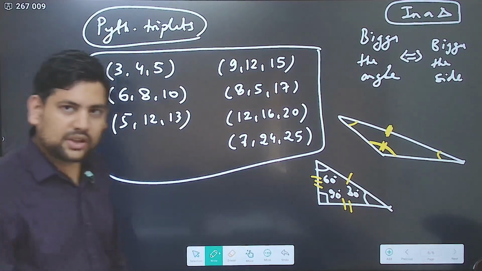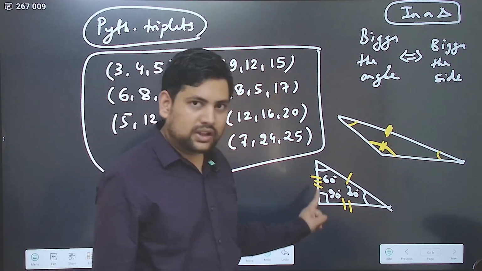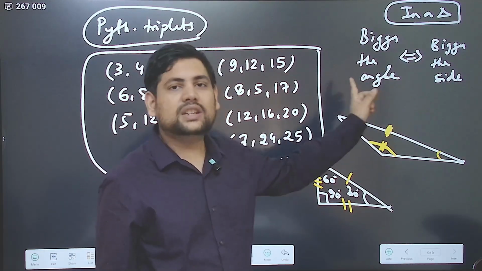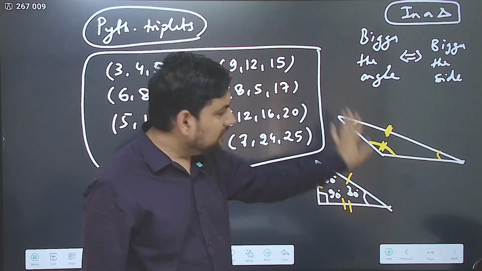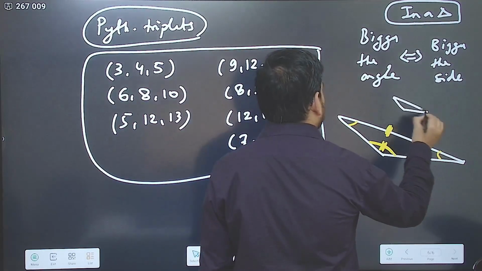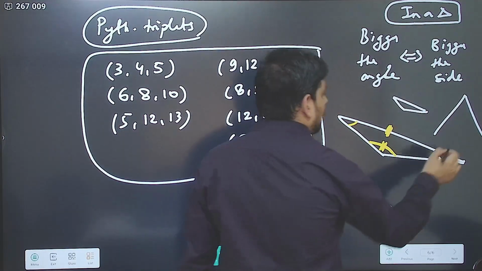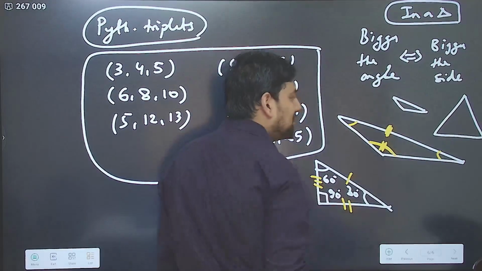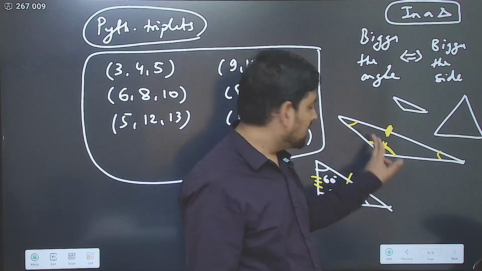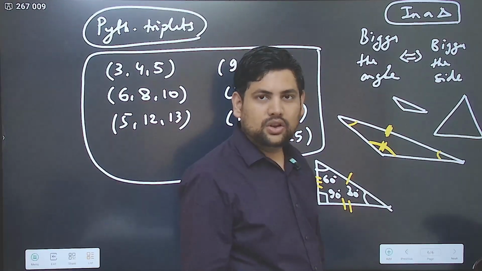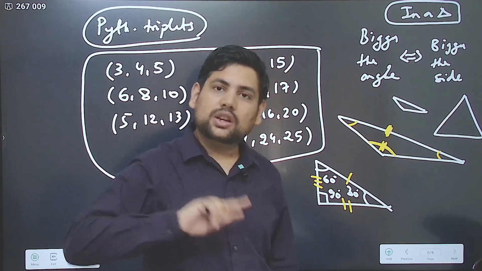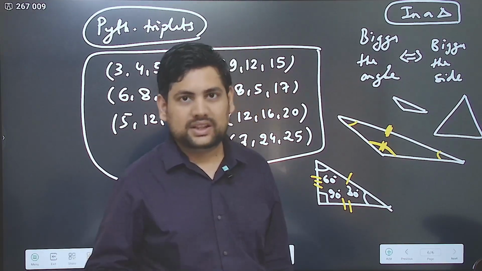So always whenever you have to think, bigger angle will correspond to bigger side, or bigger side will correspond to bigger angle within a triangle. Of course, if you draw a triangle like this and compare it to this, and then you say this angle is bigger, this angle is small, but still this side, no, within a triangle this always holds true. So if within a triangle you get to know that one of the sides is bigger, then you know the corresponding angle will be bigger, or vice versa.